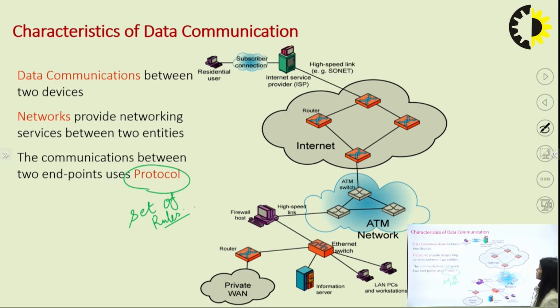So residential user, subscriber connection, internet service provider, then some SONET link has been taken. The router switches are employed, which are routing my data. This router is going to the ATM switches. Again, there are some switches in ATM networks, and this high speed link is again being established between the firewall and host, and the data is delivered to the private wide area networks via the Ethernet switch. So we can see this is a switch architecture.